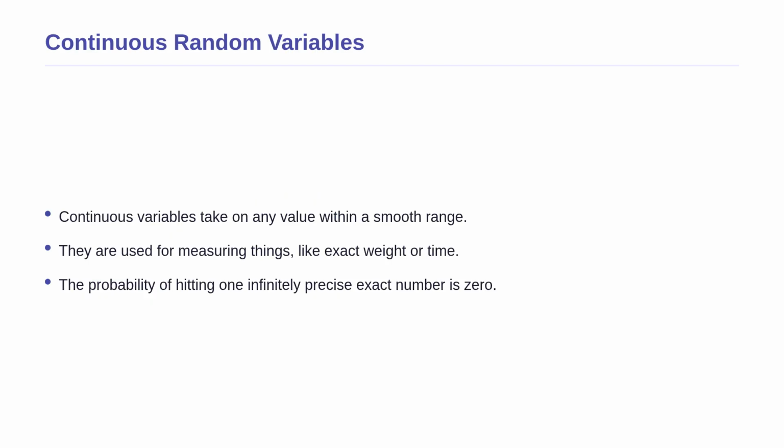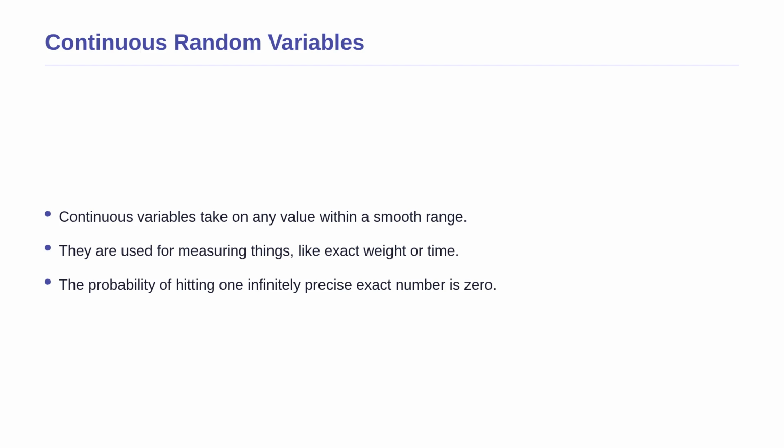Now that we have mastered discrete variables, let us move to continuous random variables. Think of this like sliding your hand up a smooth ramp instead of climbing stairs. Your hand passes through every single microscopic height along the way. Here, you are measuring things, not counting them, like the exact weight of an apple or the time it takes to run a mile.